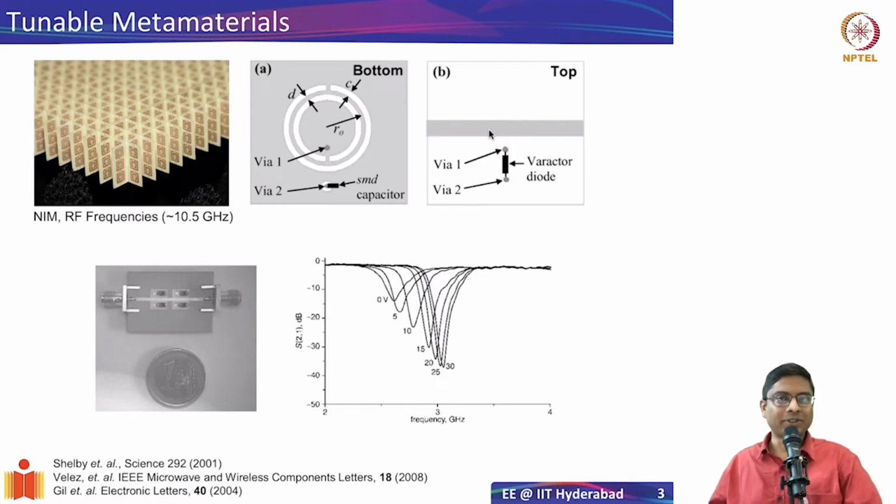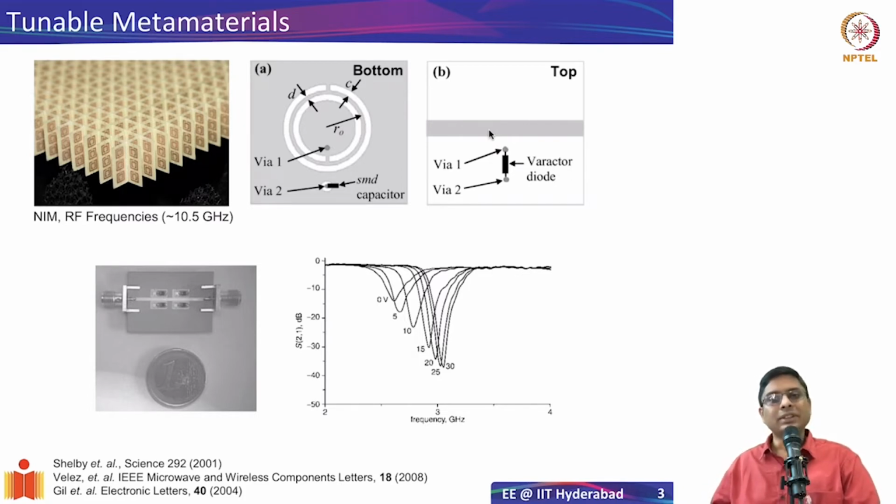Now, ideally for applications, we would like to have an ability to tune the resonance. It's not enough if you have negative index, let's say at one frequency, in this case 10.5 gigahertz, but we would like to maybe tune it to 10.1, to 10.5 and so on. So we would like to have post-fabrication tunability. When you design, of course, you can design various structures with different dimensions and you will get different frequencies of operation. But can we tune it after the fabrication?